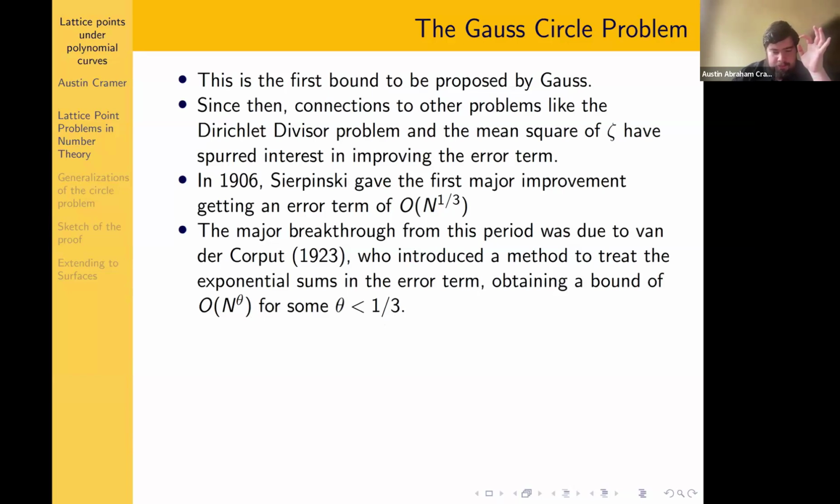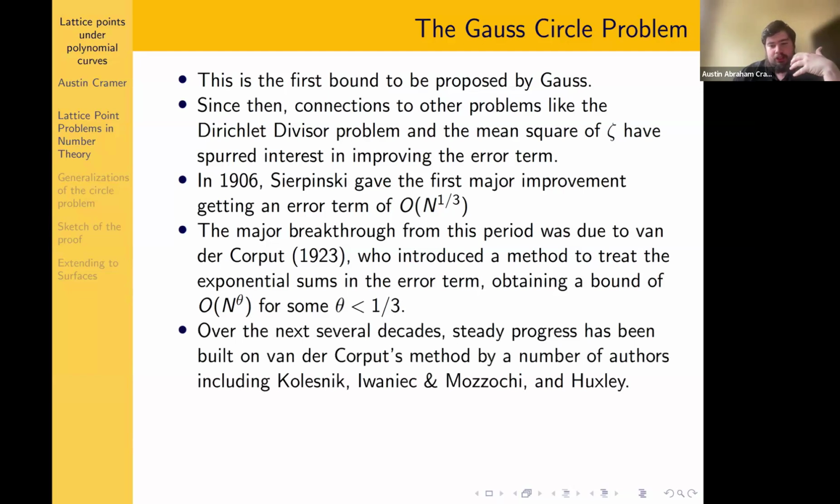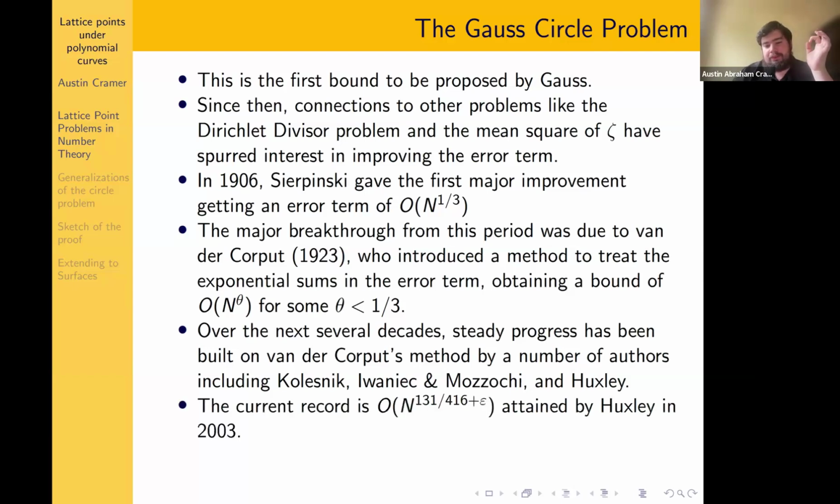And since then, a number of authors have given us steady progress over decade after decade. There's far more than I was able to list here, but for example, work of Kolesnik, Iwaniec, Mozzochi, and Huxley have continued iterating on van der Corput's method and adding new twists here. And so the current record we have for our error term is big O of n to the 131 over 416 plus epsilon. That was due to Huxley in 2003. And so 131 over 416, that's about 0.3149. So I've gotten it down a little bit from the 1/3, but still some room there.